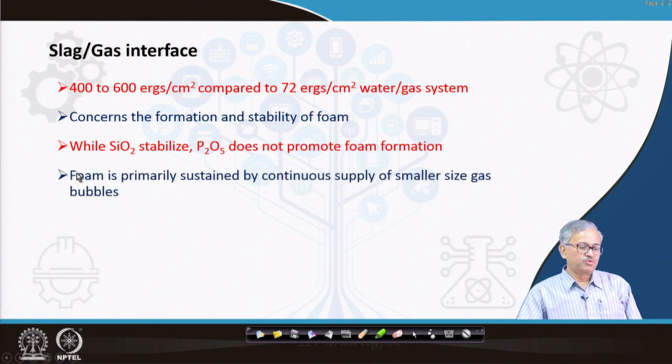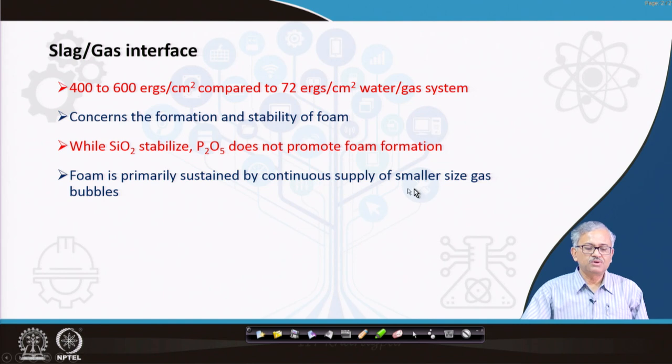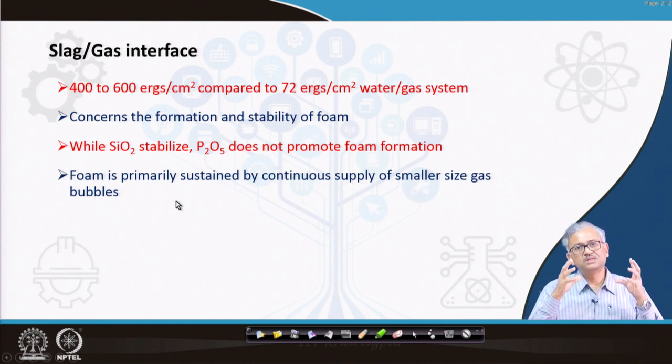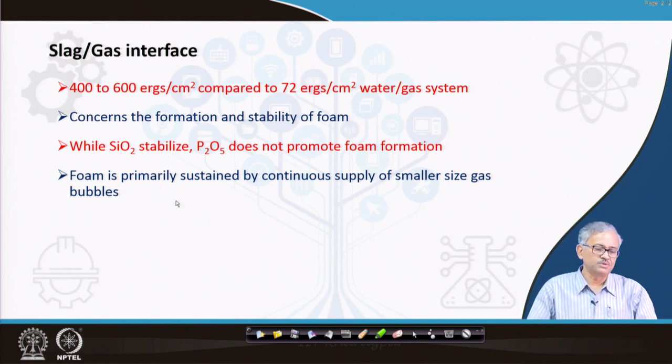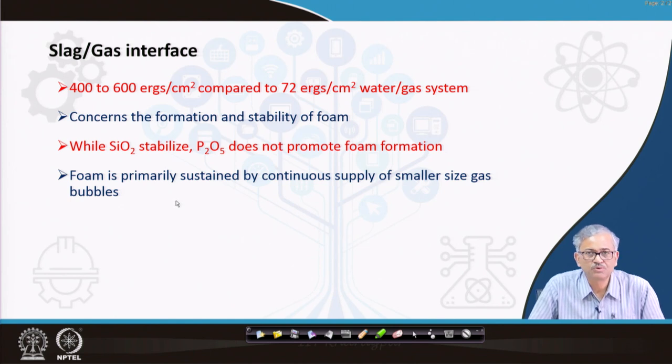And finally, the foam is primarily sustained by the continuous supply of small-size bubbles, because in the foam at steady state you require a large amount of bubbles. That basically will sustain the foam by buoyancy. So you need a continuous supply, because when the gas comes, bubbles escape to the atmosphere. So you have to continuously supply CO bubbles into the phase. As long as CO bubbles are there, the foam is stabilized as well as the emulsion is stabilized. When the foam collapses, the emulsion will also collapse.